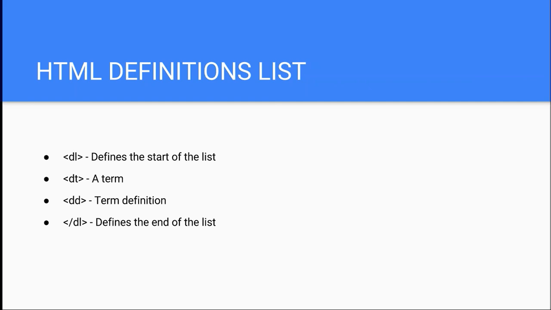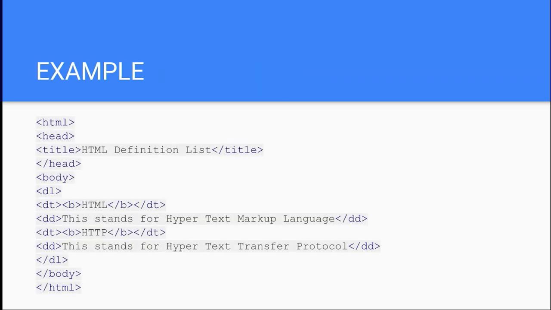So let's have a look at this. Let's have a look at the example code so that we can understand it better. In this example, we've opened a DL in the body and we close the DL. In the DL, we opened a DT and B HTML and we close the DT. And DD, this stands for hypertext markup language, and we closed it. So let us execute this.